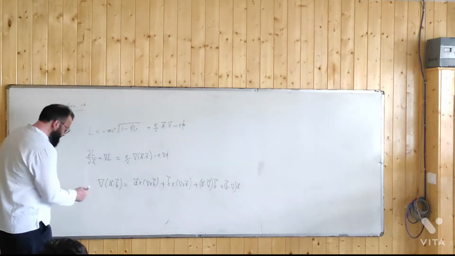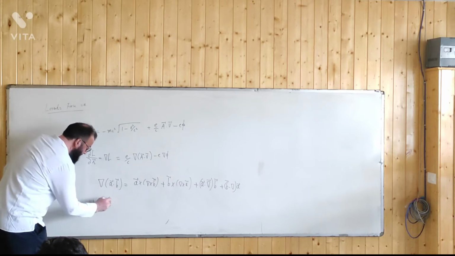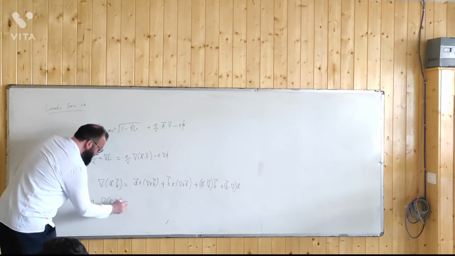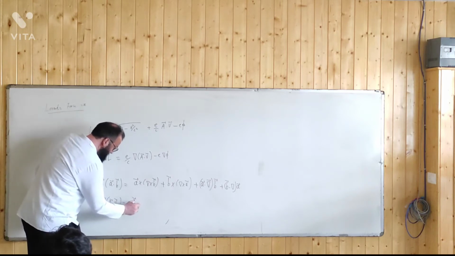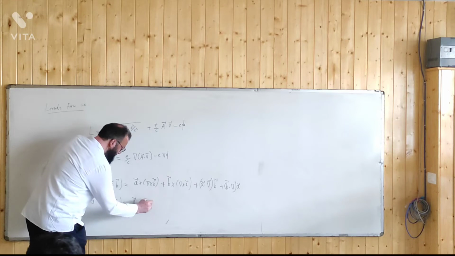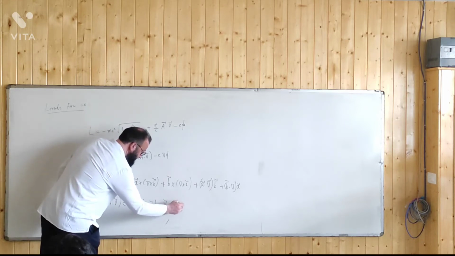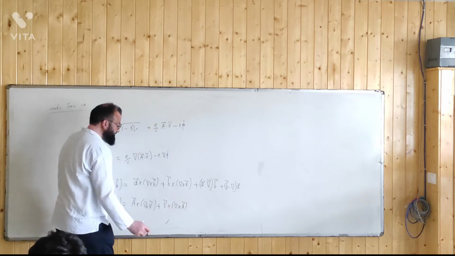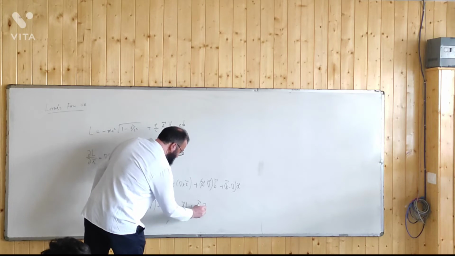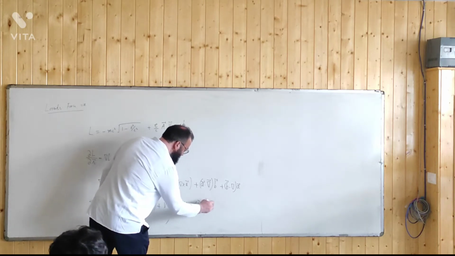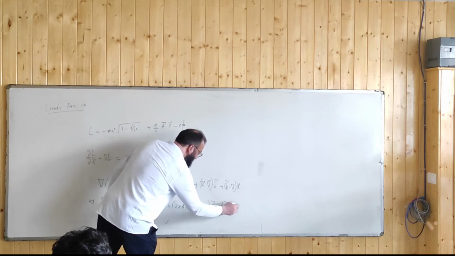So this implies you now have the gradient of A dot V. Let's write what it is equal to: A cross curl of V, plus V cross curl of A, plus A dot del acting on V, plus V dot del acting on A.